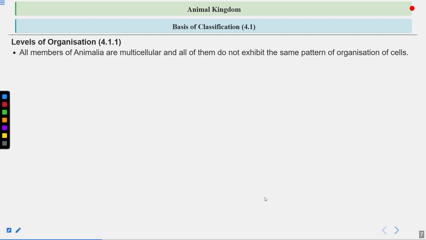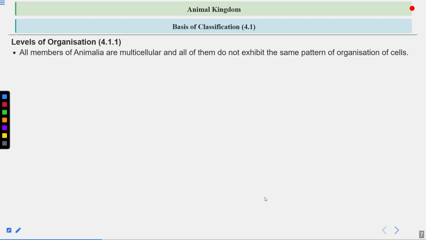All members of Animalia are multicellular, and all of them do not exhibit the same pattern of organization of cells, right? So for all the members of Animalia, what type of cellular pattern do we see in them? One common thing is that they are multicellular. Their body is made up of many cells, right? But we will see what type of organization of cells.